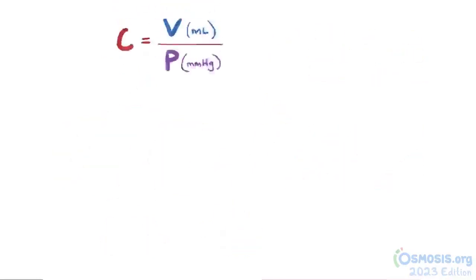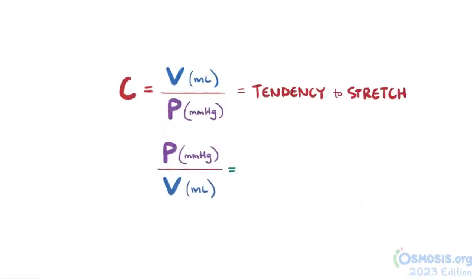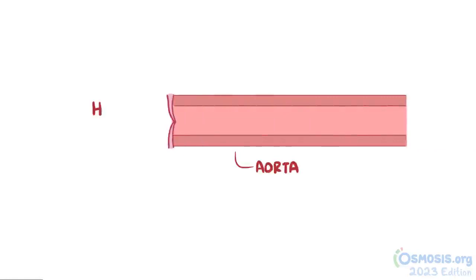Now, if compliance, or volume over pressure, is its tendency to stretch out with pressure, then its inverse would be its tendency to not stretch out with pressure. Or another way to think about it is its tendency to recoil back to its original shape, which is a concept known as its elastance. Now, both of these concepts are super relevant for large elastic arteries like the aorta, which literally comes right off of the heart.